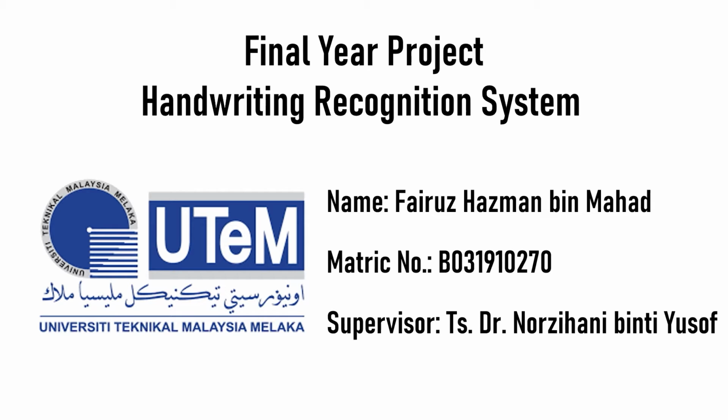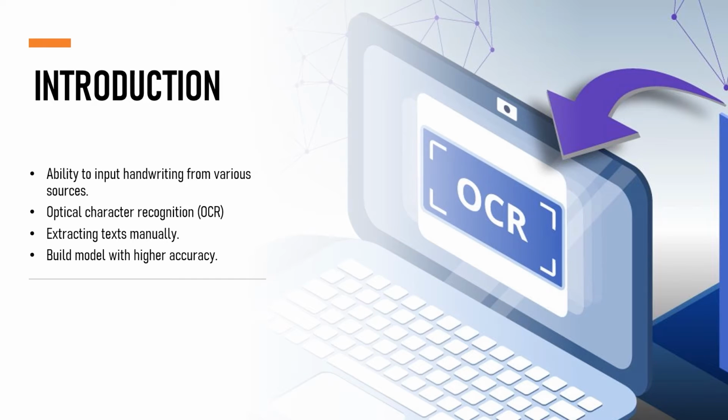So, let's start off with the introduction. Handwriting recognition is an ability of a computer to input handwriting from sources such as printed documents, pictures, and other devices and interpret them as text. It was created for various applications like reading postal addresses and checking bank amounts. Before it was introduced, people extracted text manually by typing into their computers. This has proven to be time-consuming and errors tend to occur. The handwriting recognition that we have right now can be inaccurate at times. So, this project aims to build a better model with higher accuracy by implementing different architectures.